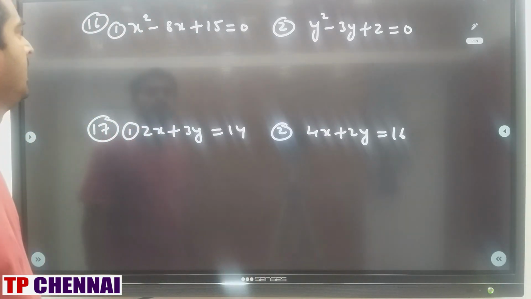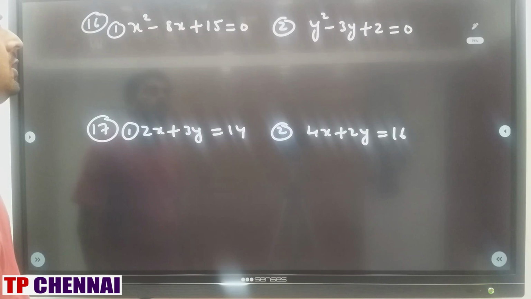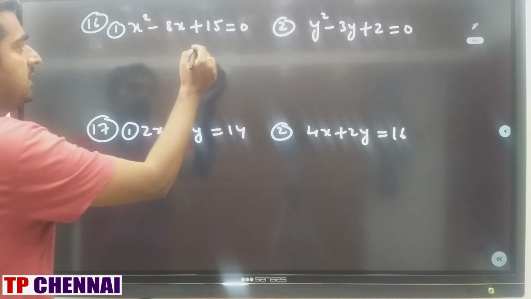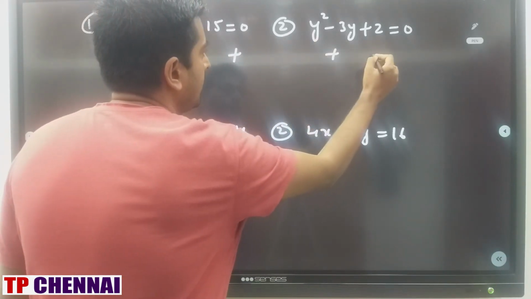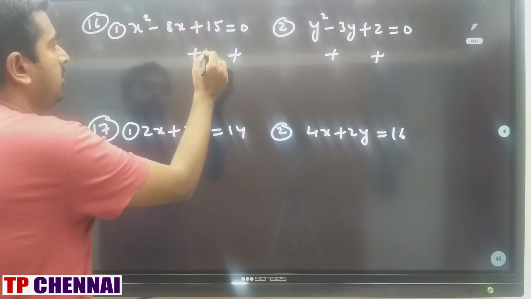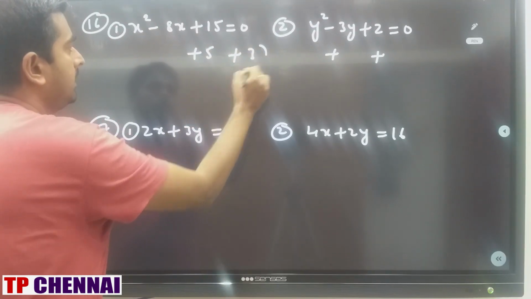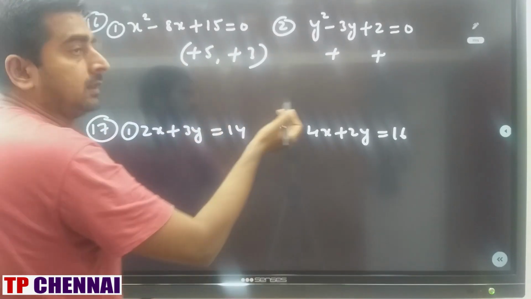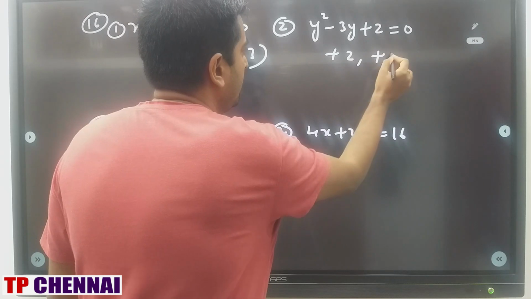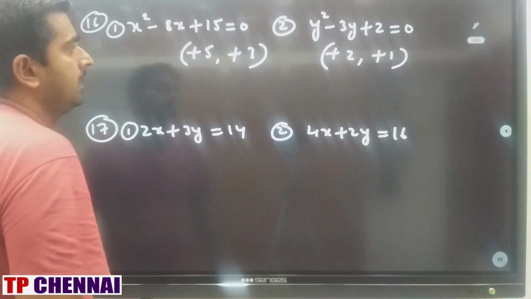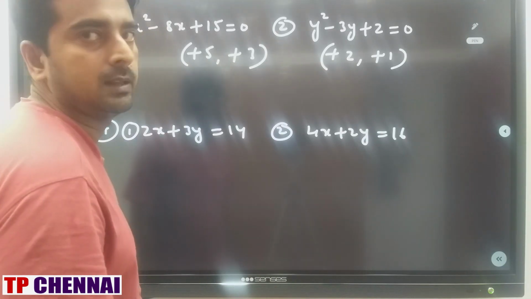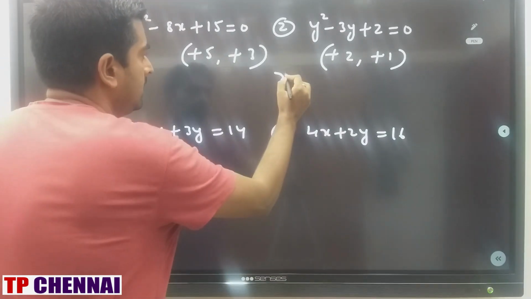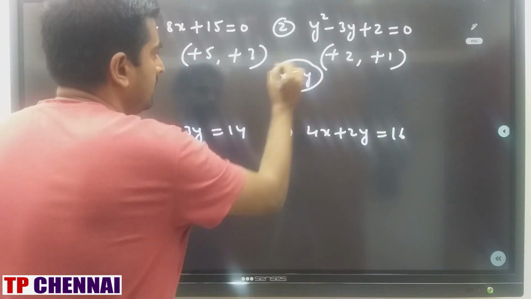So first one: x square minus 8x plus 15 is equal to 0. Y square minus 3y plus 2 is equal to 0. Minus plus is there, so the roots will be plus plus. 8 and 5, so you are having 5 and 3. 3 and 2 is there, so 2 and 1. Compare 5 and 2, 5 is greater. 5 and 1, 5 is greater. 3 and 2, 3 is greater. 3 and 1, 3 is greater. So my answer is x greater than y.